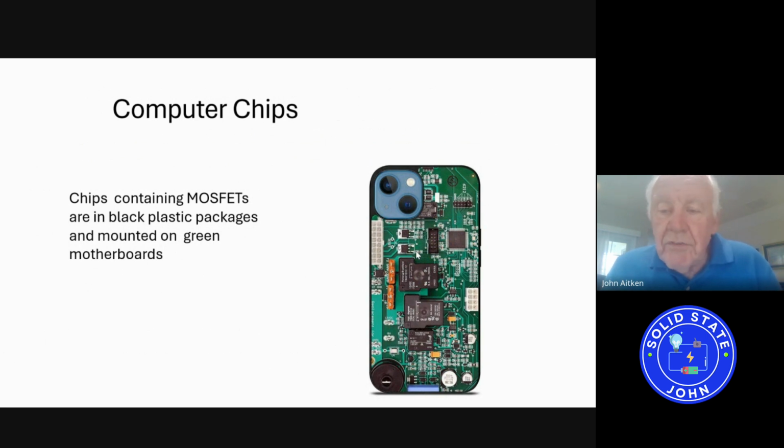This is a picture of the inside of your telephone. As you can see, there are lots of little black packages in there, and those black packages contain our chips, which contain MOSFETs, and they're mounted on green motherboards. If you were to take your computer apart, you would find a very similar kind of arrangement.